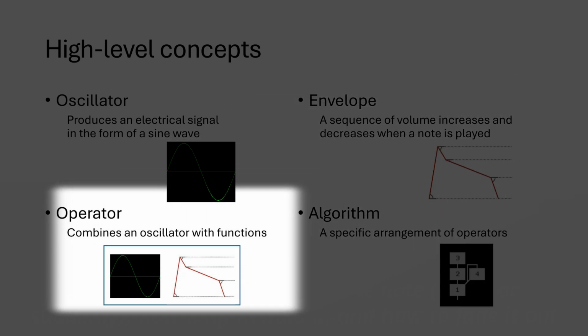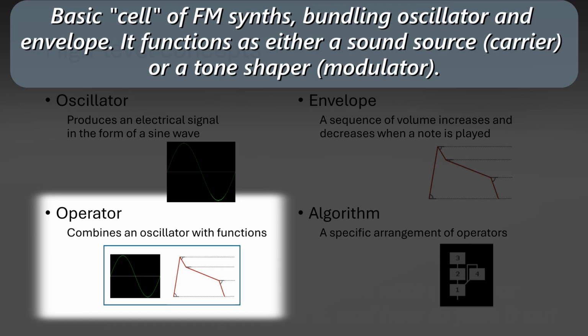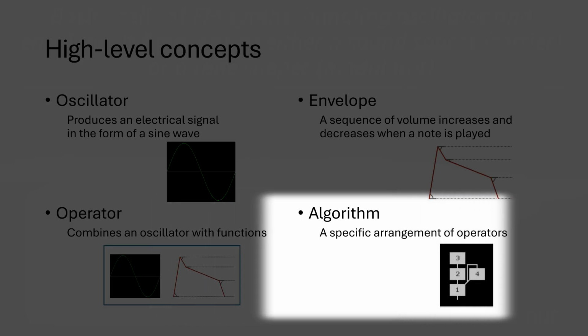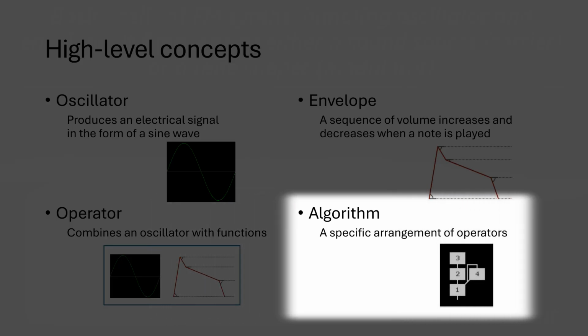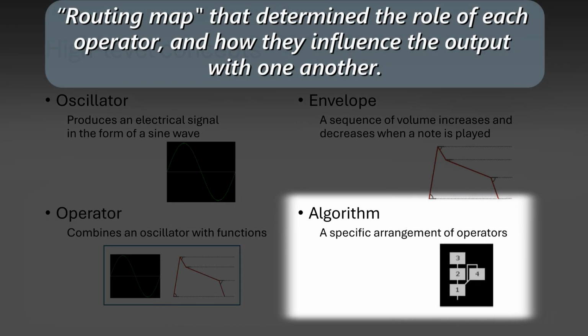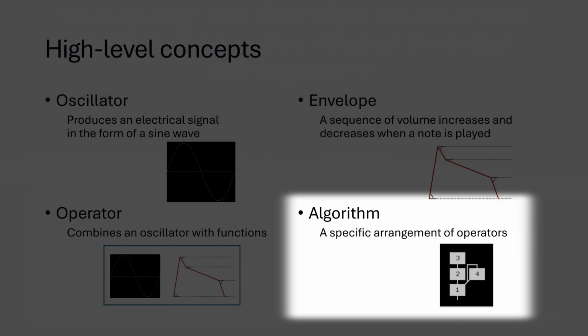You have an operator which combines these two things. An oscillator and an envelope together make up an operator. And then we have an algorithm, and that is taking multiple operators and chaining them in a specific sequence. Depending on how they're connected will determine how the sound is affected.